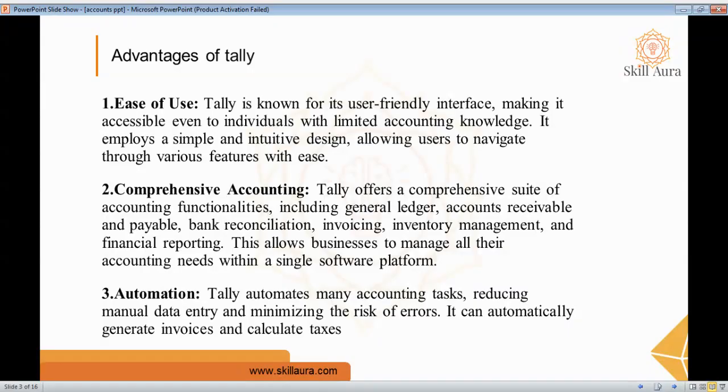And the next advantage is security. Tally has robust security features to protect the financial data and prevent unauthorized access. For example, a finance service company, ABC Financial, can rest assured that the sensitive financial data is secure and protected from cyber threats with the help of Tally's advanced security features. So these are a few advantages of Tally.